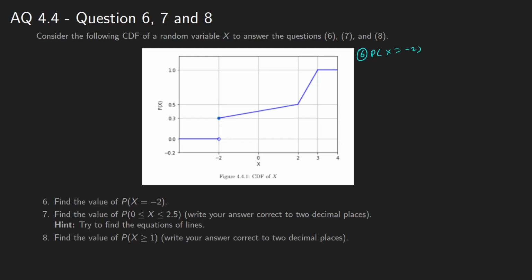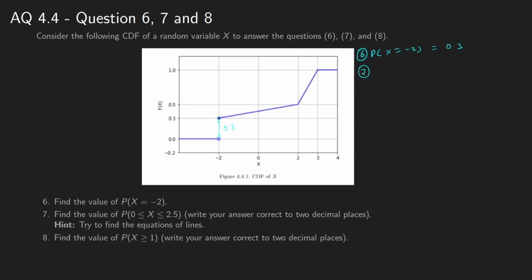Here we can see that there is a jump in the CDF function. So this function is not representing a continuous random variable strictly. It is a mixture of continuous and discrete random variables. As we can see here, the amount of jump is 0.3. So it means that the probability that x will take value -2 is equal to 0.3, the amount of jump in the CDF.